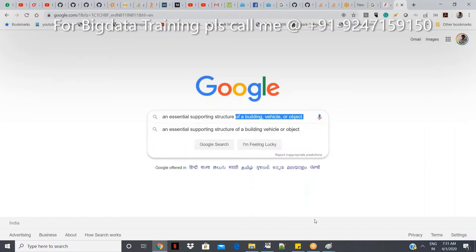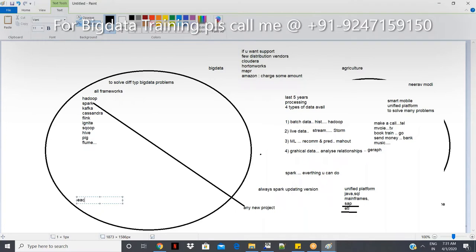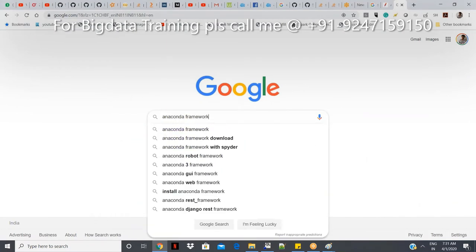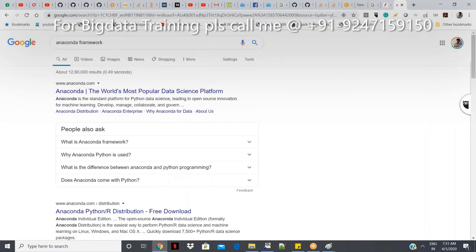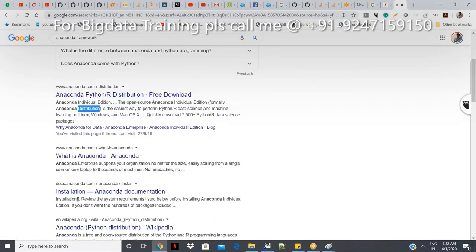Okay, now please note all these are hard. One more important thing: each and every framework internally uses a different type of programming language. What is that? For example, Anaconda is a Python framework. It is a distributed framework. Anaconda framework, very very powerful.